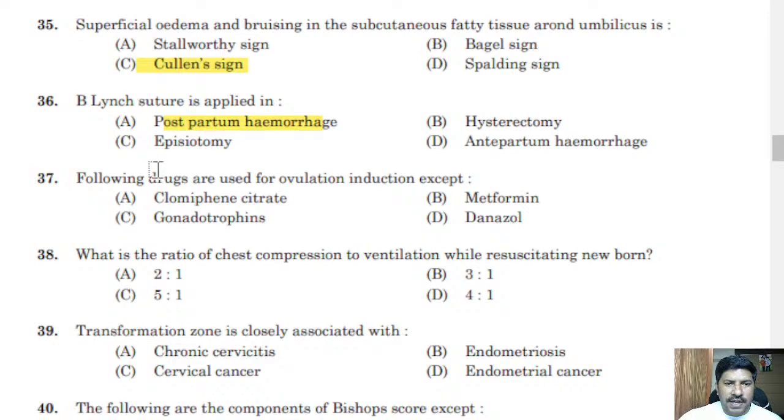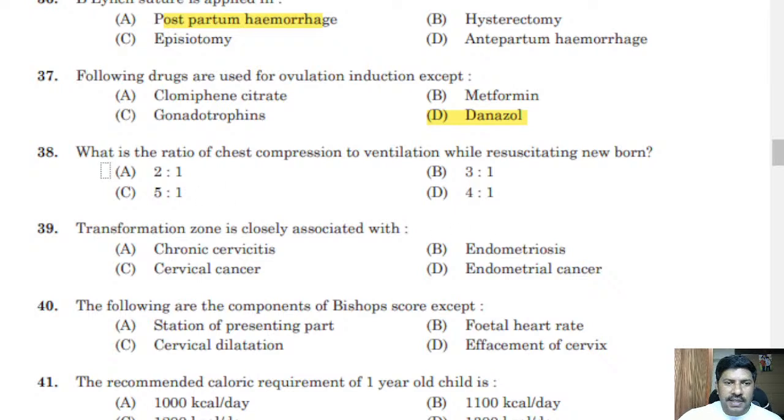37th question, following drugs are used for ovulation induction except. So correct answer is danazol, that is used for endometriosis. All other medicines are used for inducing ovulation. Then 38th question, what is the ratio of chest compression to ventilation while resuscitating a newborn? Important point is newborn. So correct answer is 3:1. The resuscitation ratio for newborn is 3:1.